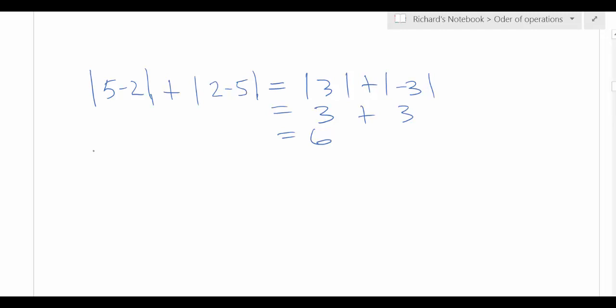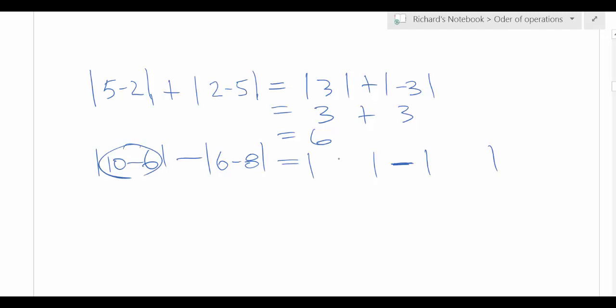What if I have a minus sign in there, though? What if I do this? The absolute value of 10 minus 6 minus the absolute value of 6 minus 8. Well, what's that going to be equal to? Well, I'm going to write down my grouping symbols with a negative sign in front. 10 plus negative 6. 10 plus negative 6 is 4. 6 plus negative 8 is negative 2.